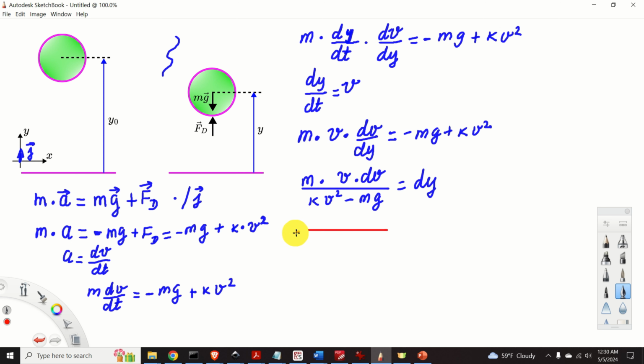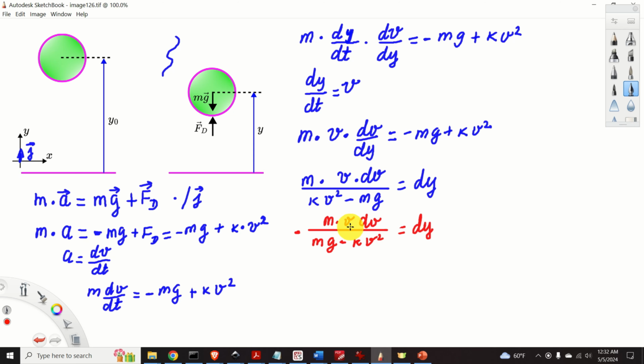I will take the minus out. In the denominator, I will have mg minus kv squared. In the numerator, I will have m multiplying v dv is equal to dy. Okay, we need to integrate both the left-hand side and the right-hand side of this equation. Let's start with the left-hand side. We need to compute this integral. I will take the minus over here, and we have mv dv over mg minus kv squared.